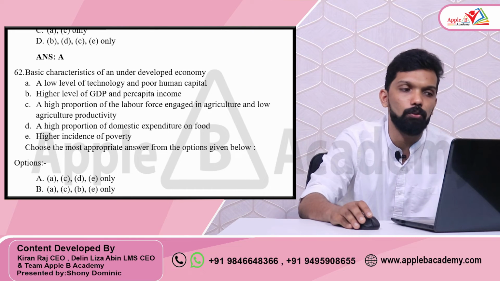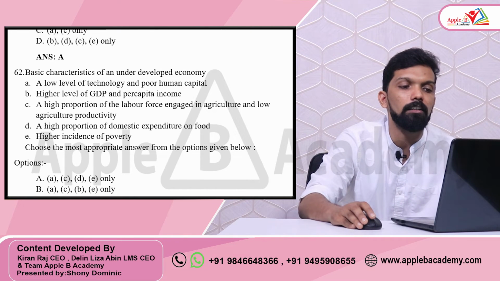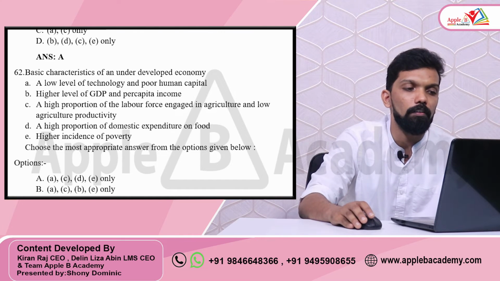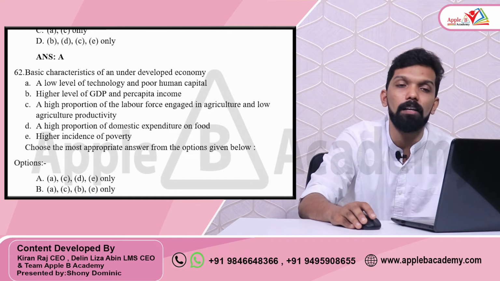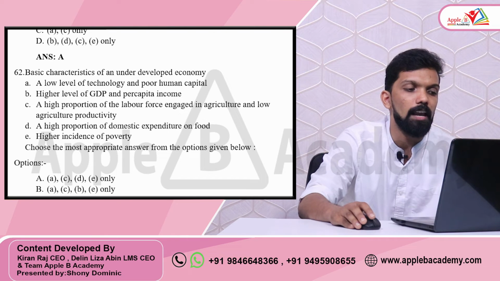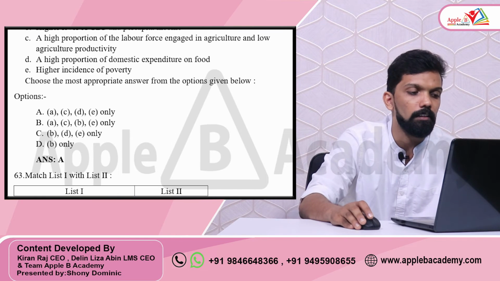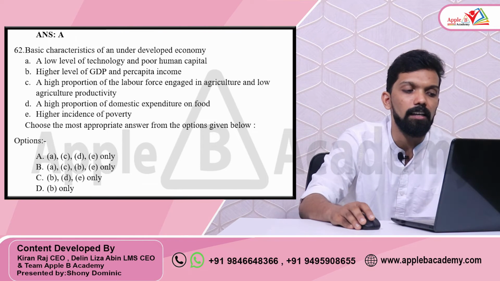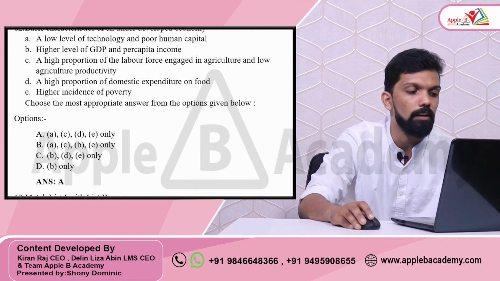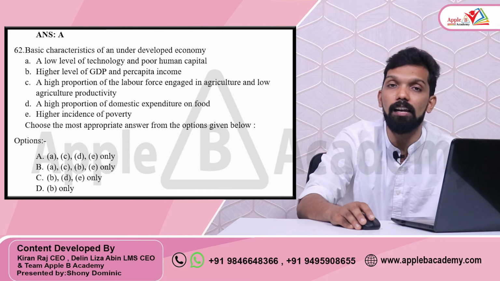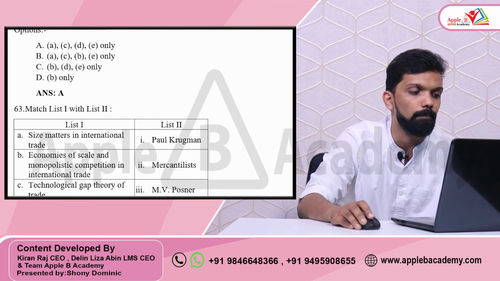So question number 62. The basic characteristics of an underdeveloped economy: A, a low level of technology and poor human capital. B, higher level of GDP and per capita income. C, a high proportion of the labor force engaged in agriculture and low agricultural productivity. D, a high proportion of domestic expenditure on food. E, higher incidence of poverty. So the right statements are A, C, D and E. The right option is option A. A, C, D and E is the right option. Option A is the right answer.